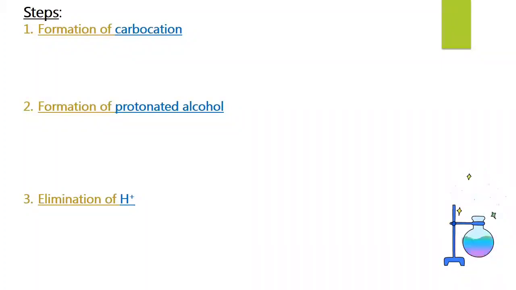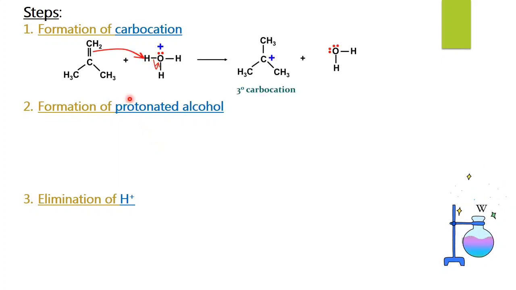The first step is formation of carbocation. We know that for hydration, alkene will react with acidified water. If you still remember, alkene will react with H2O in the presence of H3O+ or acid or strong acid. So here we have alkene, we have 2-methyl propene. So this is the alkene. So we react it with H3O+, which means acidified water.